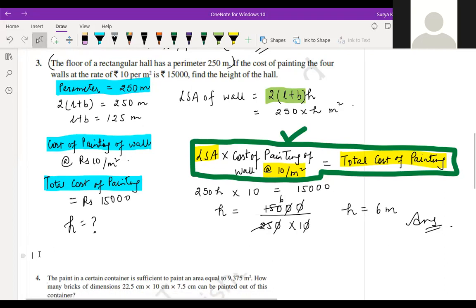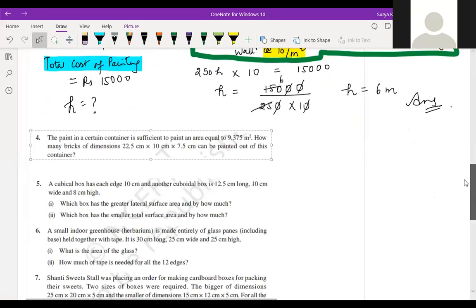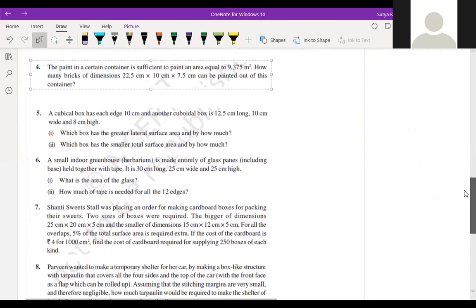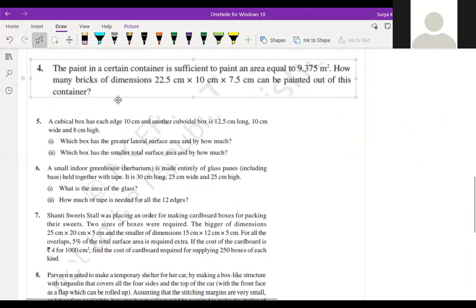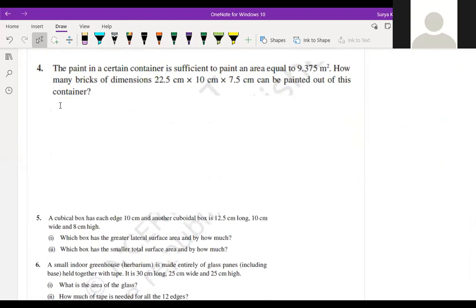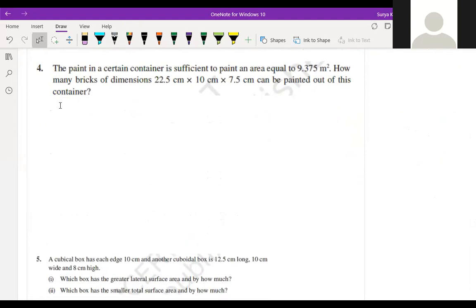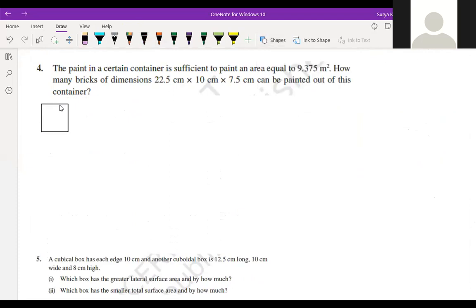Next question is question number 4. The paint in a certain container is sufficient to paint an area of 9.375 meters square. Okay. Suppose you are having a container. First, what is given to you, that you just draw. This is your container.